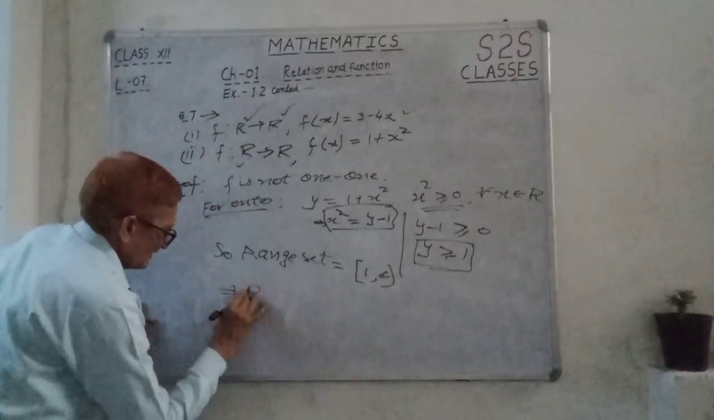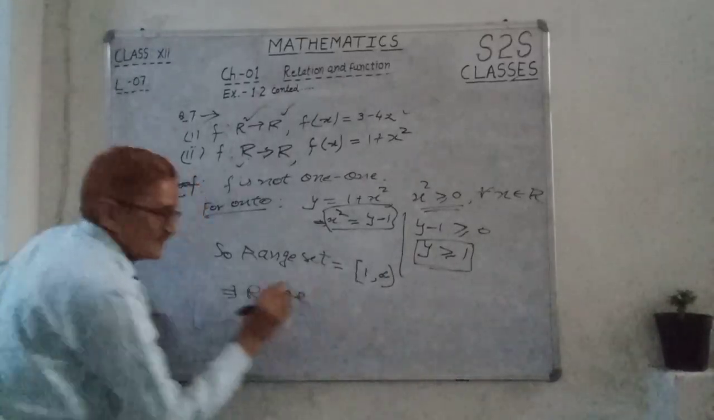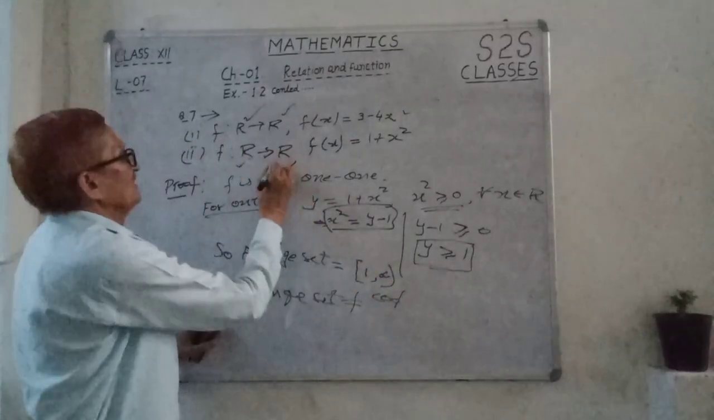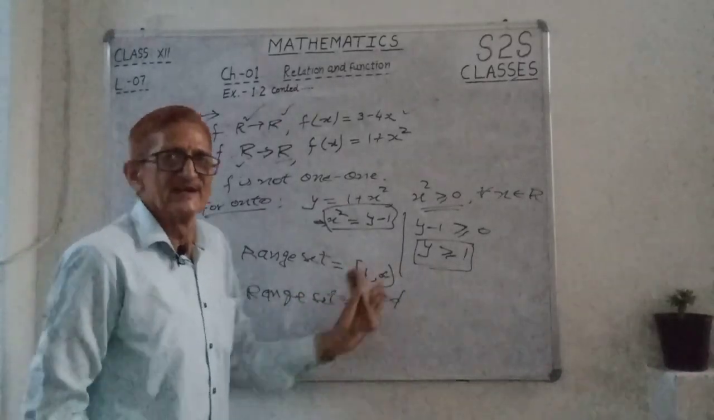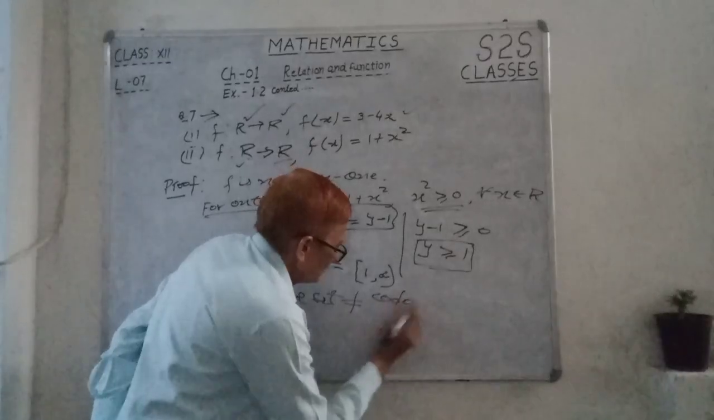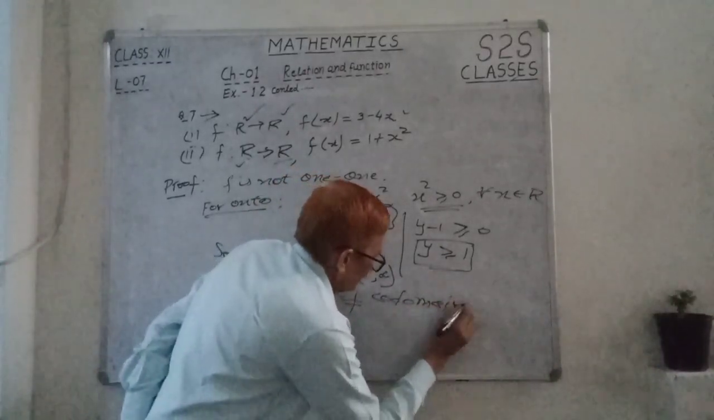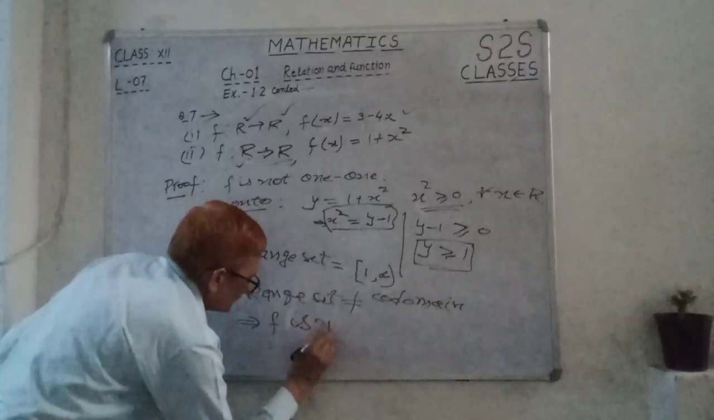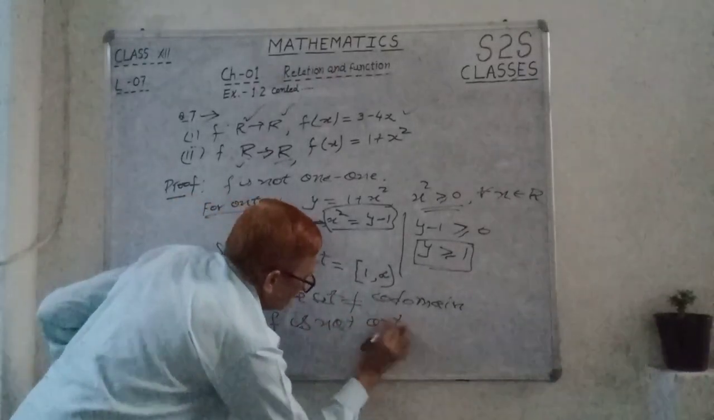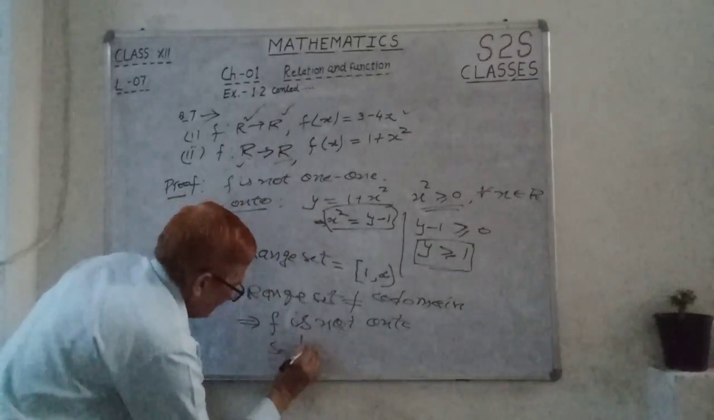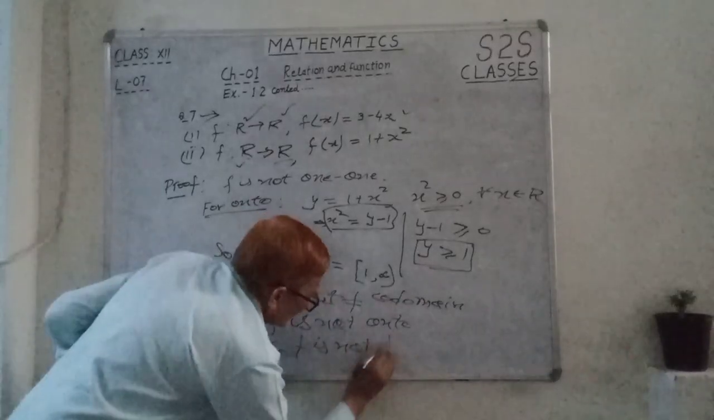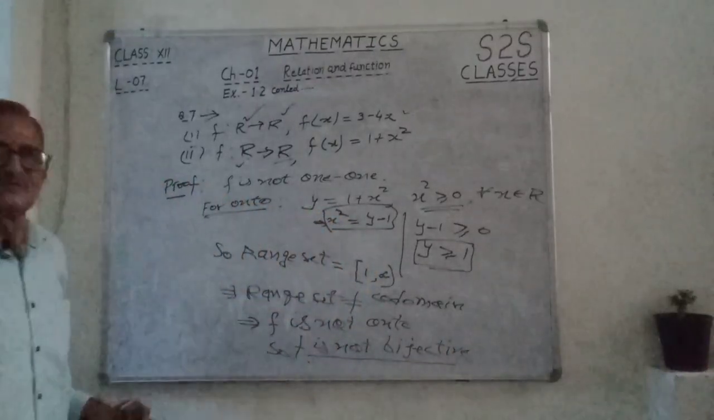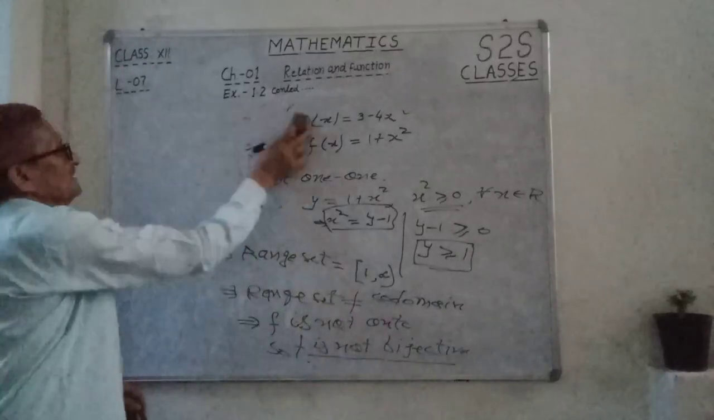This implies the range set is not equal to the codomain, because the codomain set is the real number set and the range set is only 1 and greater than 1. So this implies f is not onto. So f is not bijective. Hence f is not bijective. Now both these questions are done, both parts done.